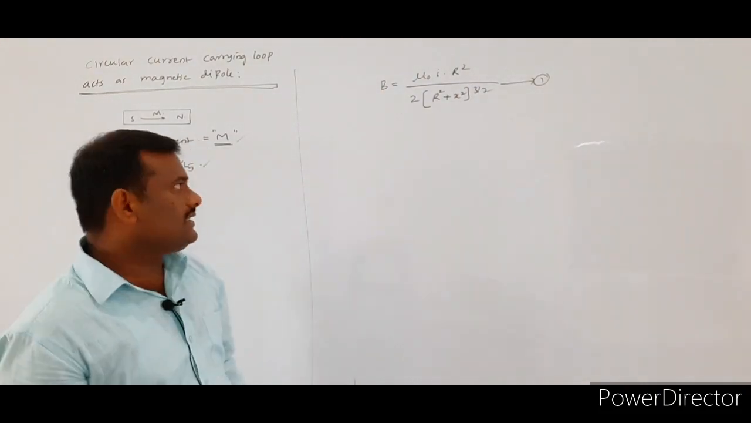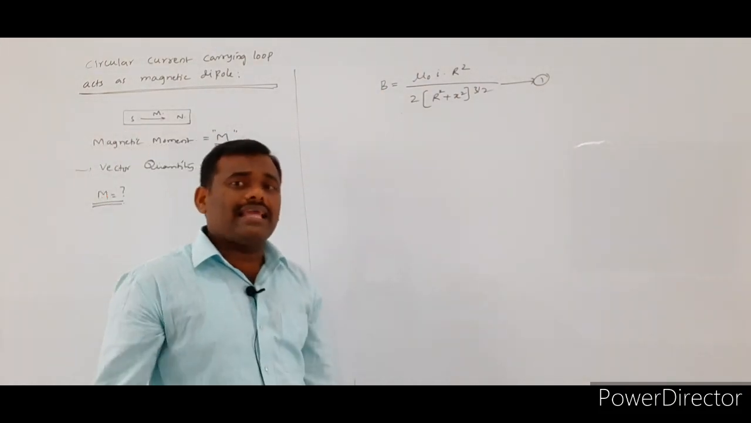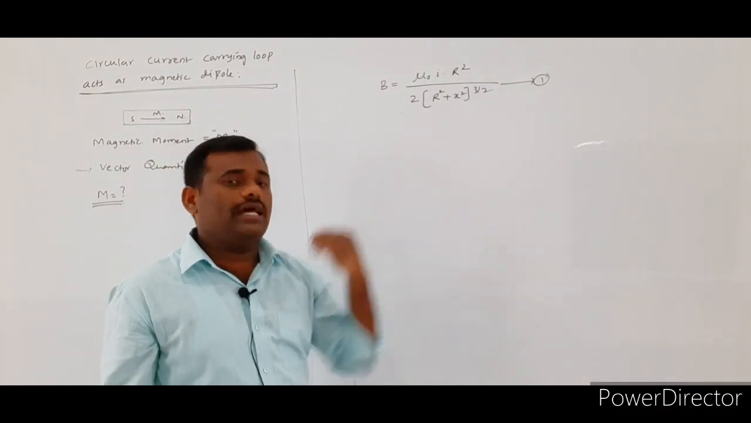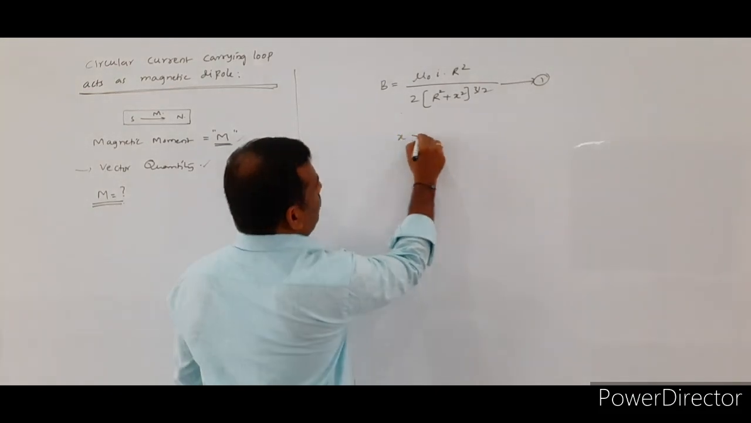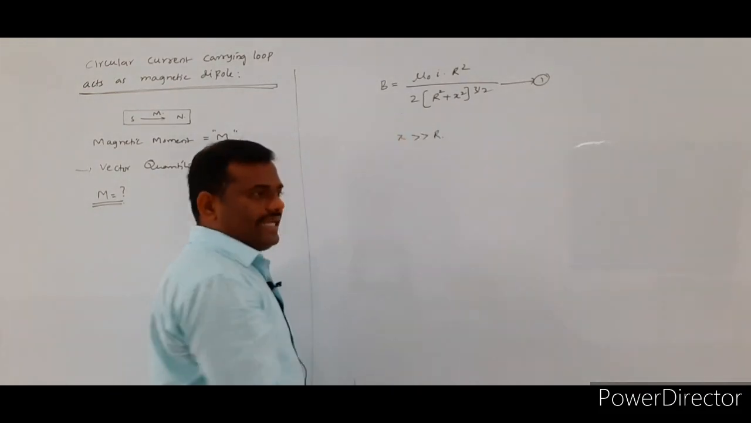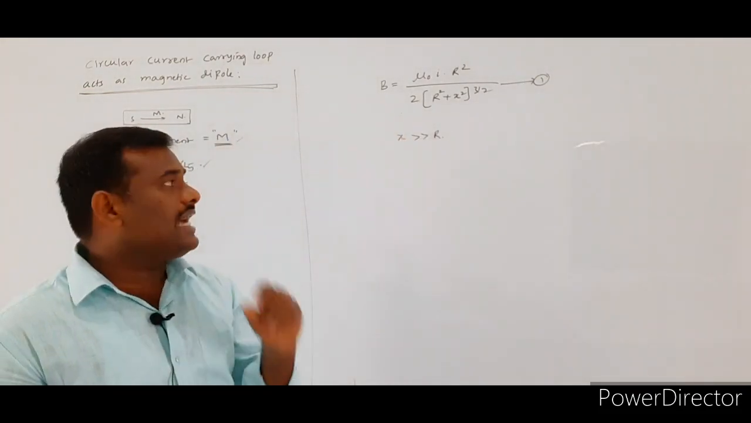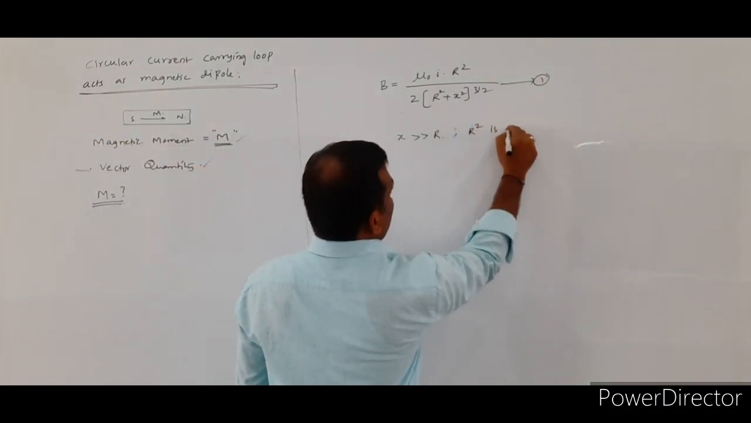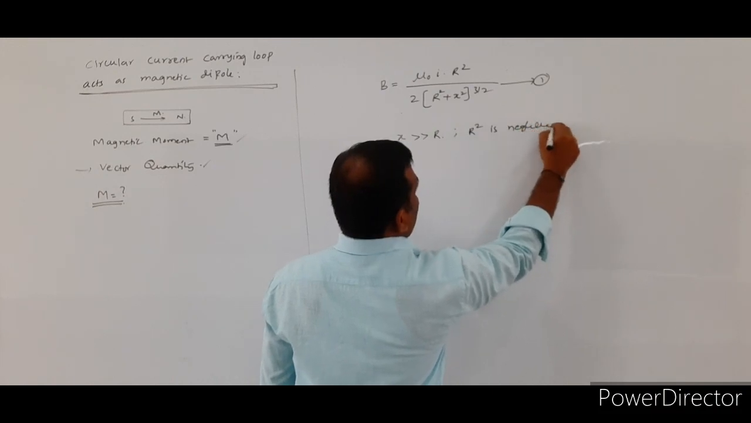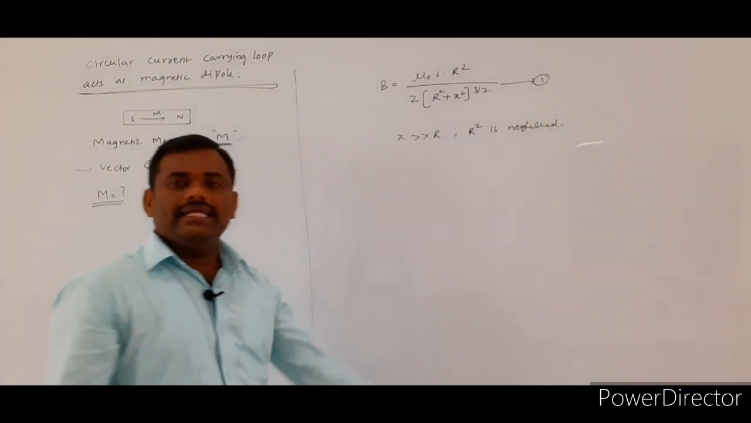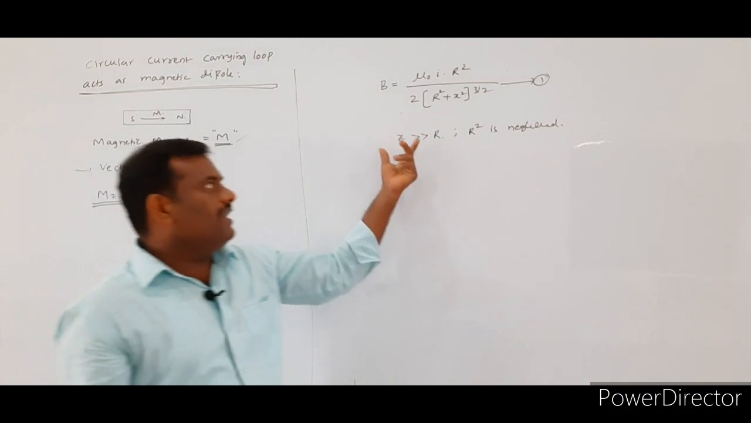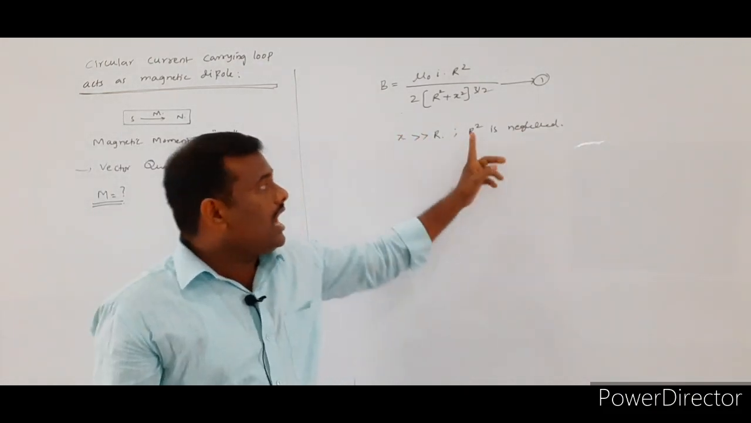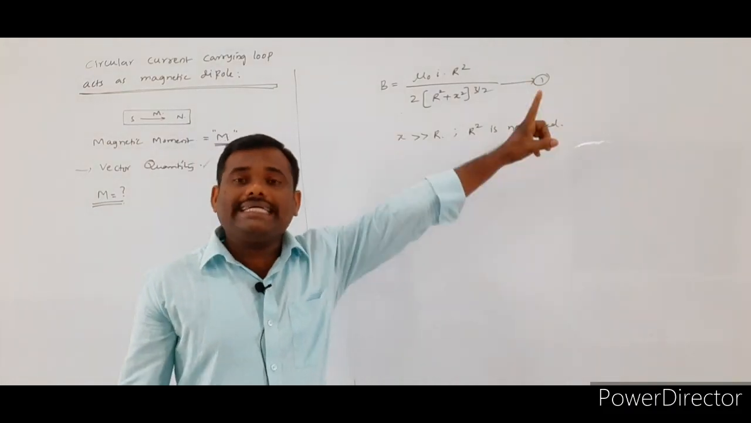I am assuming that the point P we consider on the axial line is very far away from the center of the loop. That is, the X value will be much greater than R. At that time, the R square term is neglected in the denominator. Whenever the X value is much greater than R, the R square term will be neglected in the denominator.